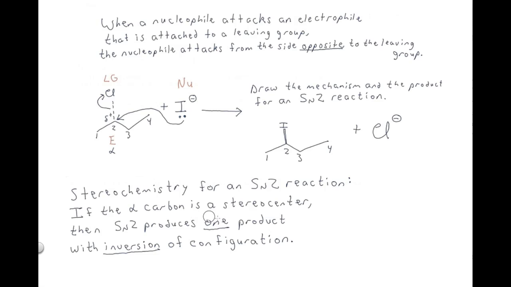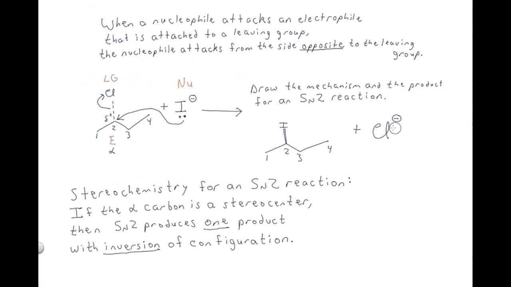By the way, when I say that there's one product, what I mean is that we only get this product. We don't also get this. We don't get these two products. We just get one product. Of course, in another sense, there's two products if you also count the chloride. But actually, the chloride is not too interesting to us here. Usually the only product that we're interested in is this one. So maybe I should say there's one main product.